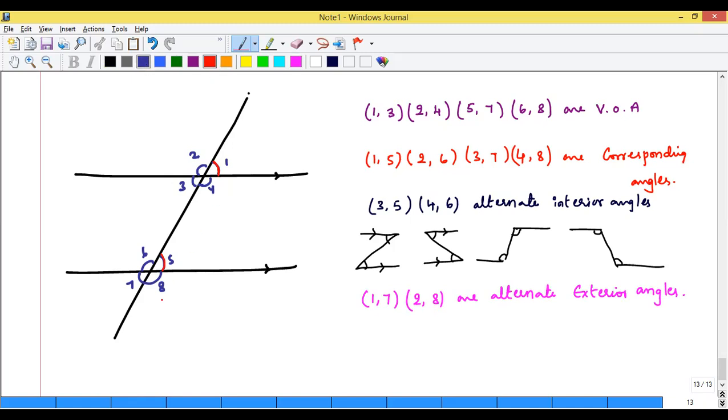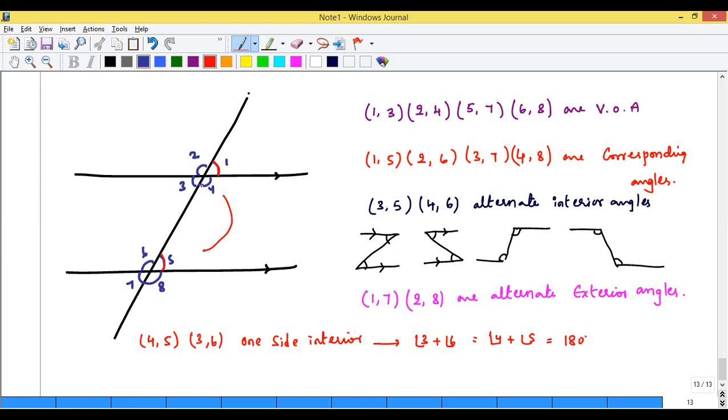Now look at angle 4 and 5, and 3 and 6. These are called one side interior angles, but they are not equal. Their sum is 180. They are supplementary angles. How many degrees? 180 degrees. Why? Because they are supplementary.